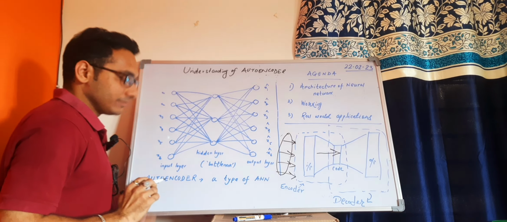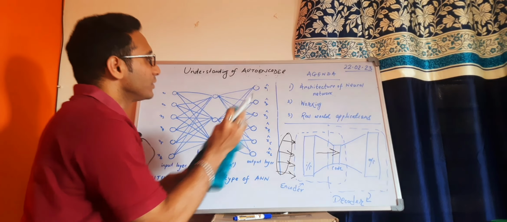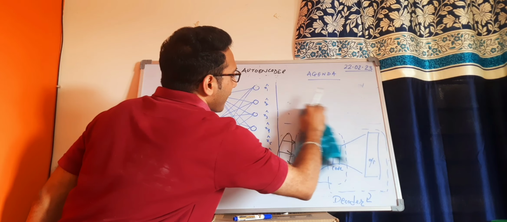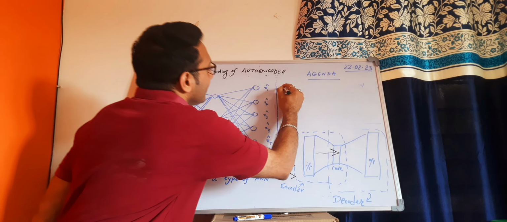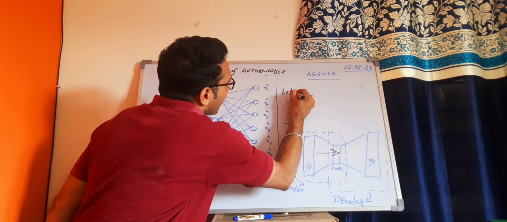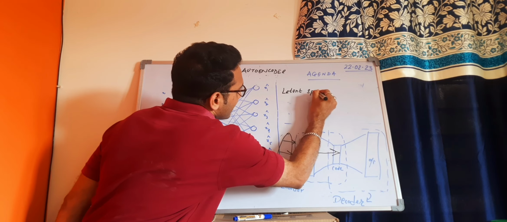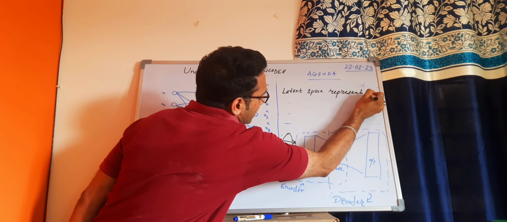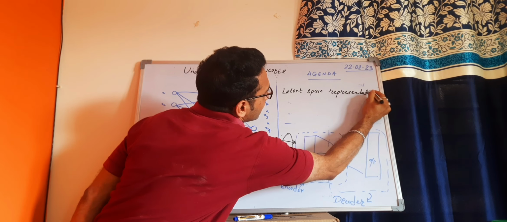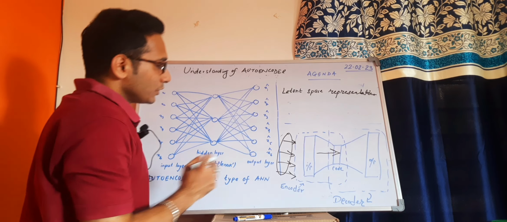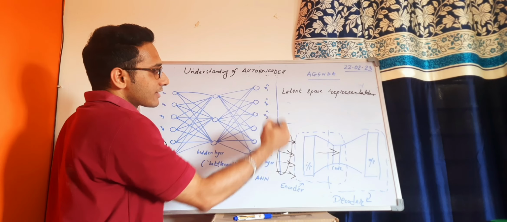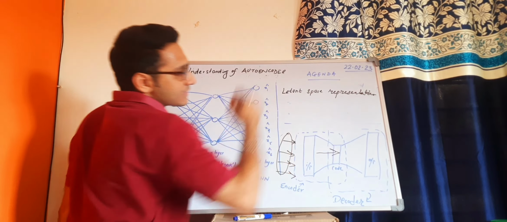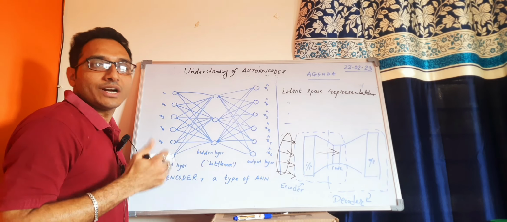I am mentioning one term here for your vocabulary. This is called latent space representation. Latent space representation. So this encoder is actually transforming your outside data or the input data into latent space representation. Okay. Now you can ask me, what is latent space representation?